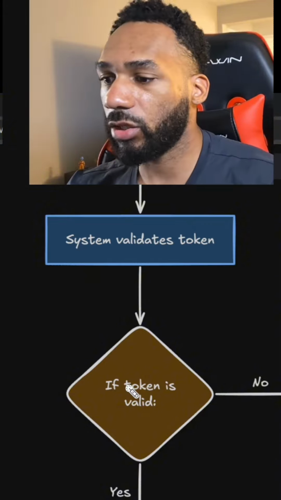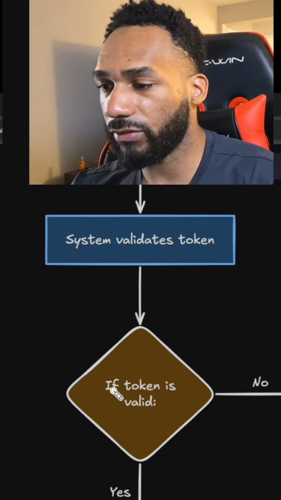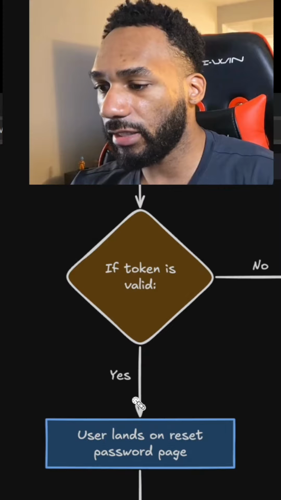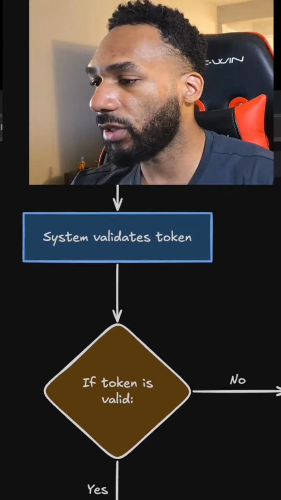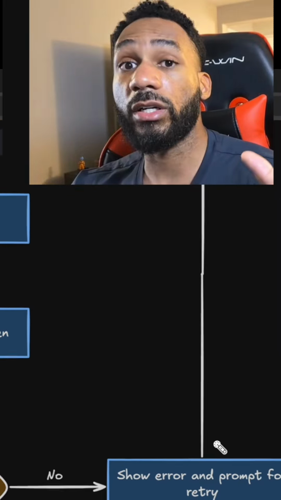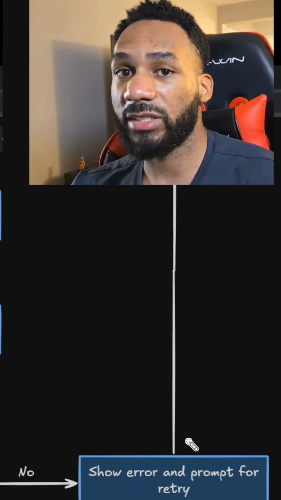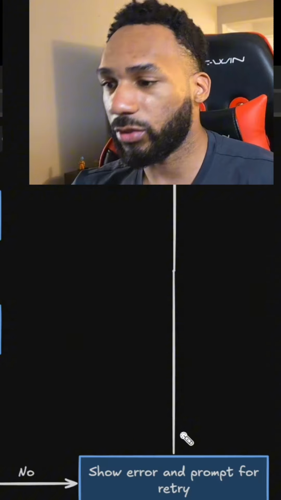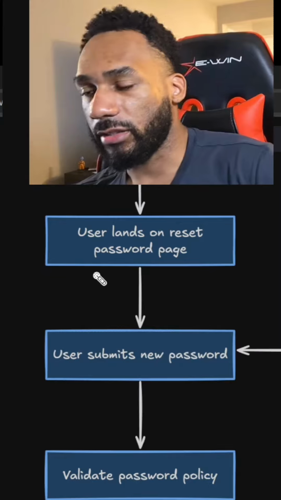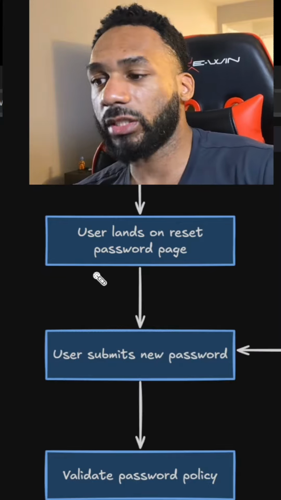It shouldn't work. So if the token is invalid or if the token is valid in this case, then yes, we continue. If not, we're going to show an error and prompt to retry. So we need another reset email to be sent to that account with the new token. If the token is valid, we continue here. Okay, so the user lands on the password page. What's going to happen next?